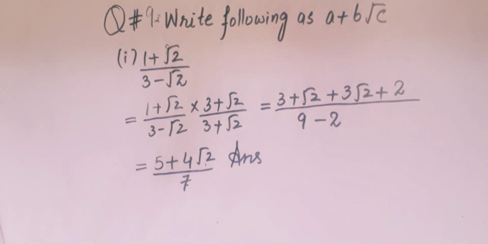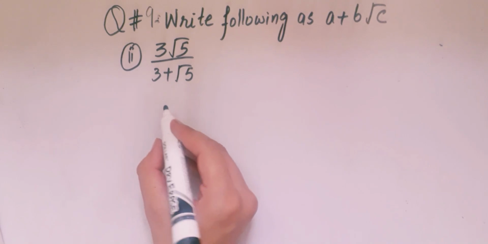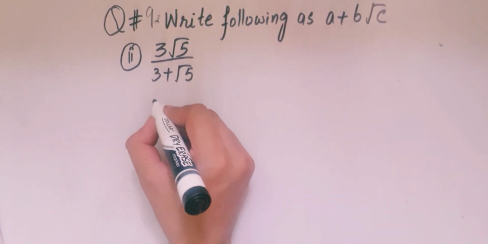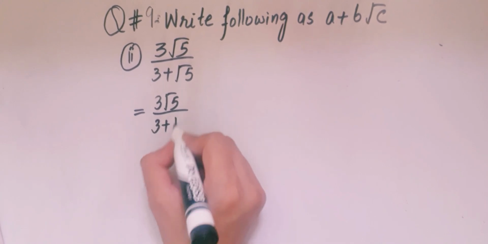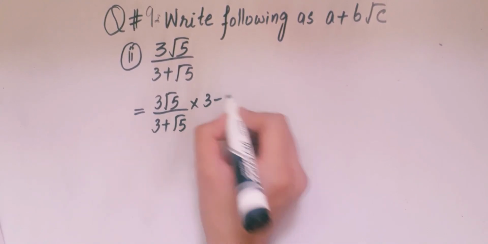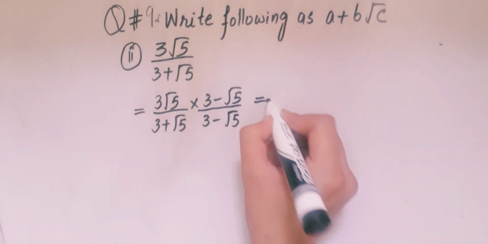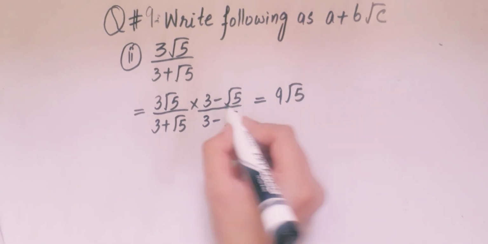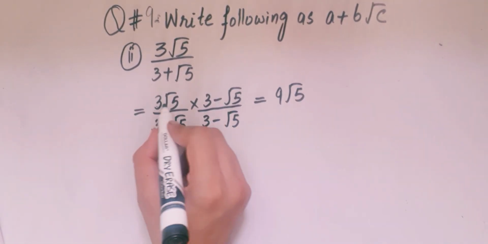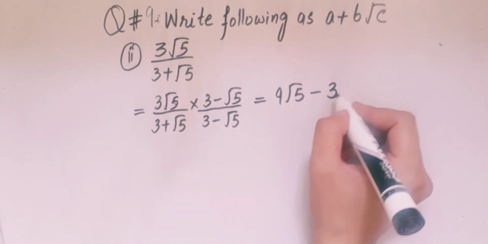So now we do the second part. Second part is 3 square root of 5 by 3 plus square root of 5. We will again rationalize this. 3 square root of 5 by 3 plus square root of 5 multiplied by 3 minus square root of 5. When we multiply 3 square root of 5 by this, we have 9 square root of 5. When we multiply square root of 5 into 3 square root of 5, we have minus 3 into 5.